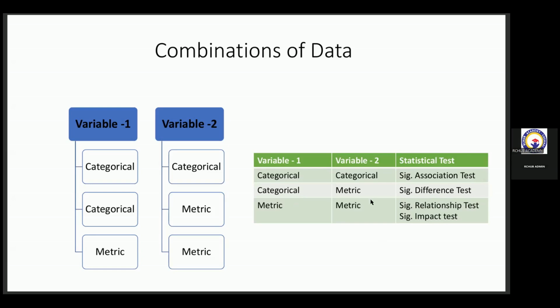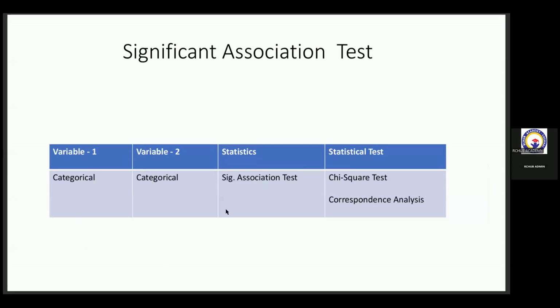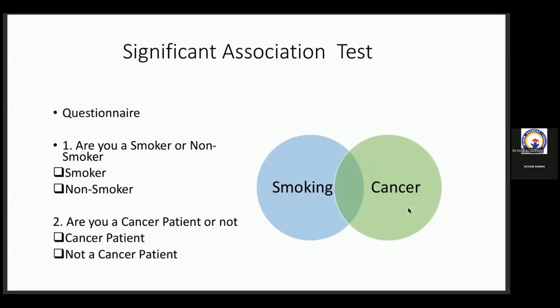So if two data are categorical in nature, you need to perform a significant association test. What test do you need to perform? You can either do the chi-square test or you can do correspondence analysis. Say, for example, the example I gave, smoking and cancer.